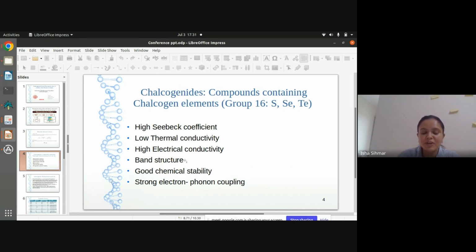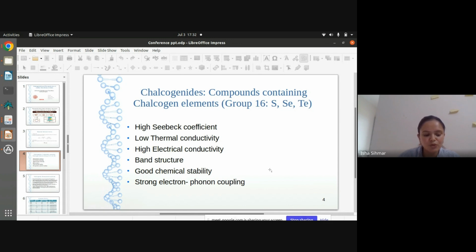Also, when we talk about the band structure of chalcogenides, they have a narrow band gap, which can optimize the carrier concentration and improve the power factor. Chalcogenides have good chemical stability, which is essential for the reliability of thermoelectric devices. Stability under thermal cycling is particularly important for practical applications.